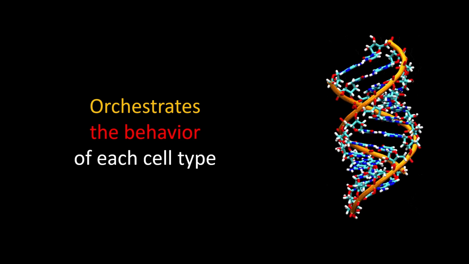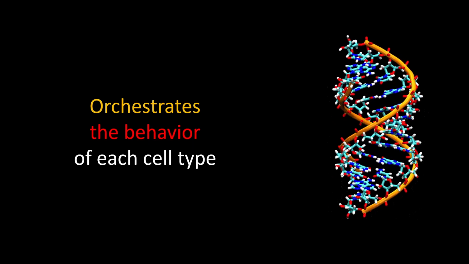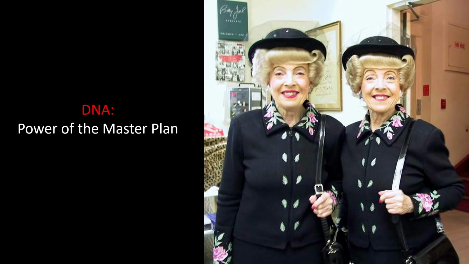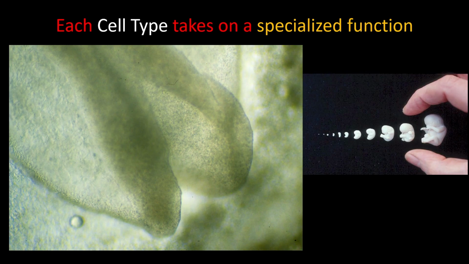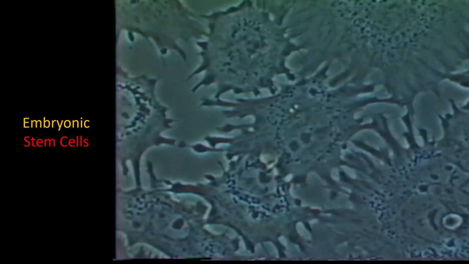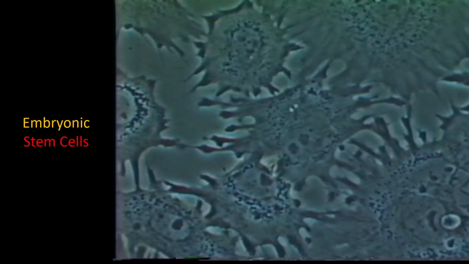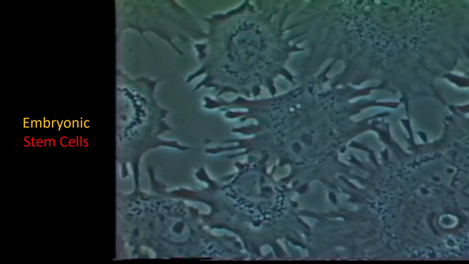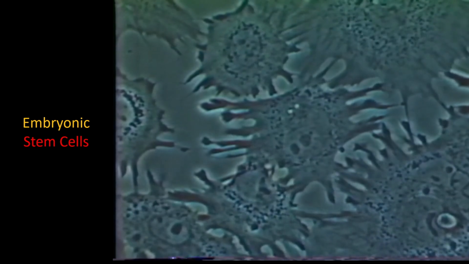So it orchestrates the behavior of all these different cell types. Look how powerful it is. It's unbelievable. It orchestrates every little detail. It's quite incredible. So each cell type takes on a specialized function. And so to begin with, they're all embryonic stem cells. That's the beginning. Right after there's the egg and the sperm, after a few divisions, they become embryonic stem cells. These cells don't yet have a specialty. All they do is they divide and divide and divide.